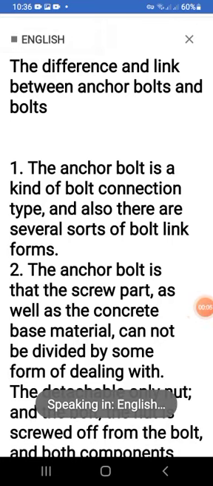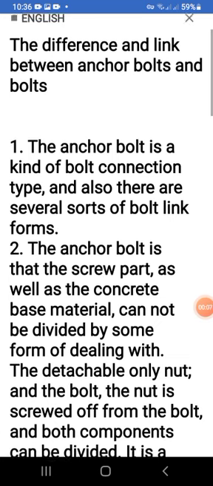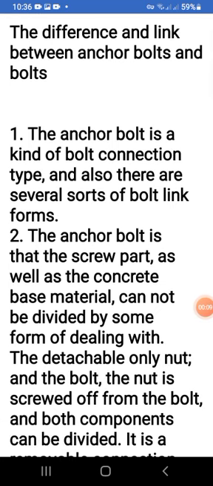The difference and link between anchor bolts and bolts. 1. The anchor bolt is a kind of bolt connection type, and also there are several sorts of bolt link forms. 2. The anchor bolt is that the screw part, as well as the concrete base material, cannot be divided by some form of dealing with the detachable only nut and the bolt.